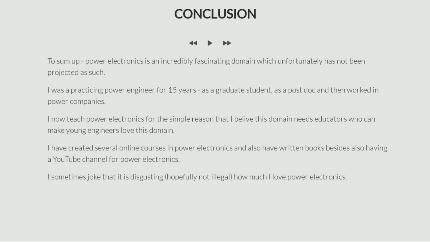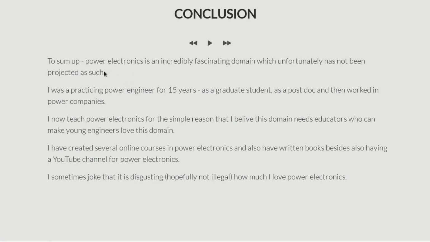So in this lecture, I'm going to conclude this course. The idea of this course, as I already said, was to encourage young people to choose power electronics. So in this lecture, I'm going to do at least a bit of summing up of whatever I talked about in this particular course.